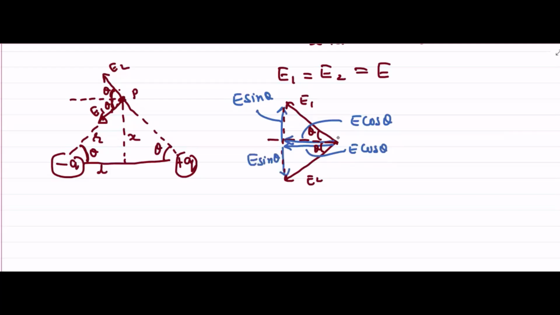Please note that E1 and E2 have the same magnitude E, therefore I have taken E cos theta, not E1 and E2. I could have taken E1 cos theta and this as E1 sin theta, and I could have taken this as E2 cos theta and E2 sin theta. But E1 and E2 are equal, so I can take them as E.